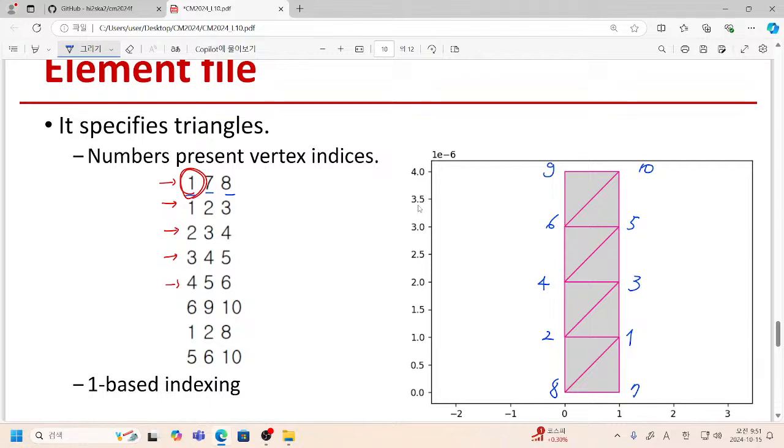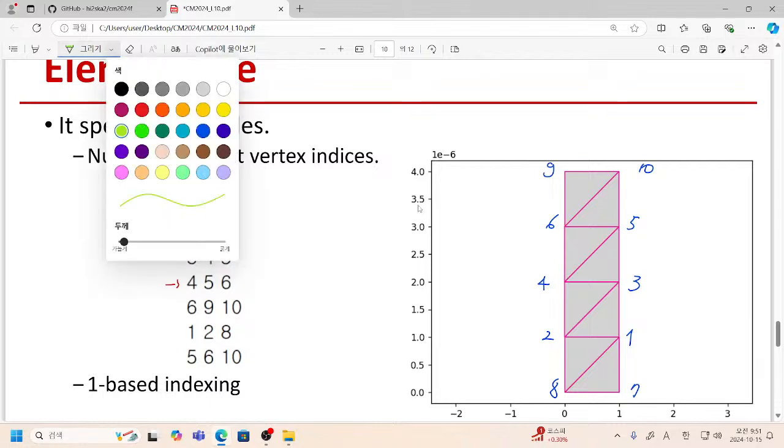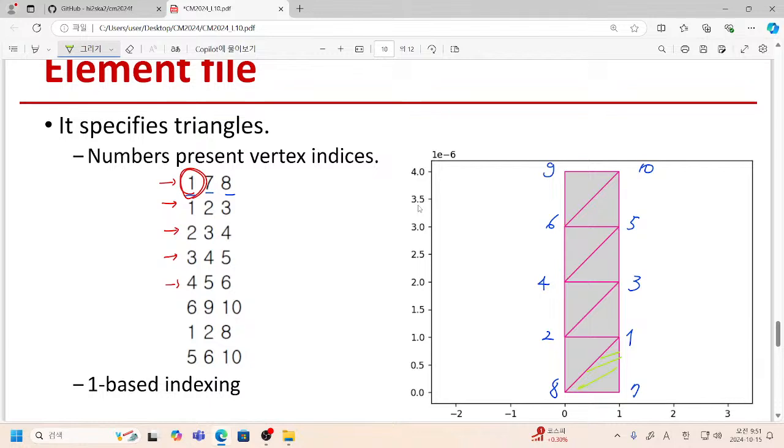So where can you find the first triangle? The vertex numbers are 1, 7, 8. Yes, you can identify this triangle corresponding to 1, 7, 8. The second one is 1, 2, 3, and 1, 2, 3 corresponds to, yes, this one. 2, 3, 4, 2, 3, 4. Yes, this corresponds to that one.